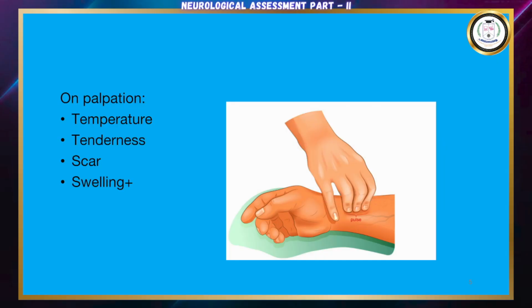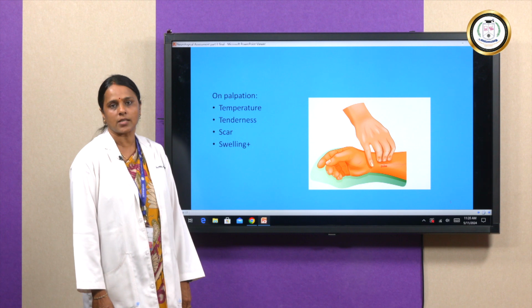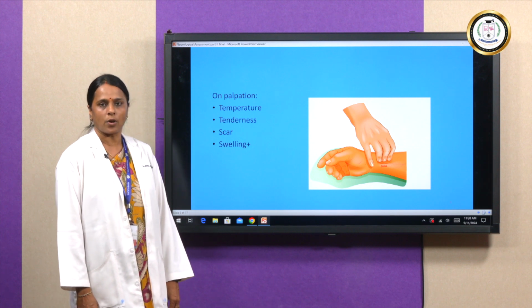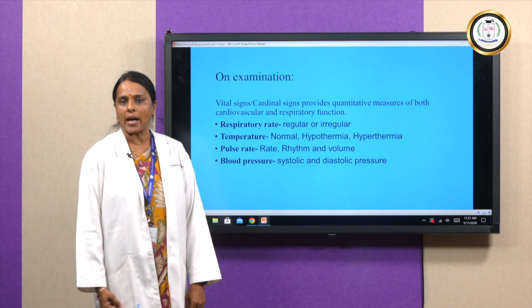Next is on palpation. What are the things we should check? That is we need to check the temperature, tenderness, scar, any kind of swelling if present. We have to palpate and feel for these things. Then on examination, we have to check for the vital signs, which is very important. Based on that, we can further plan the treatment.